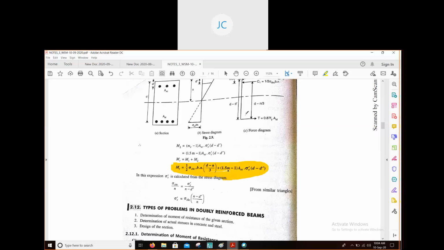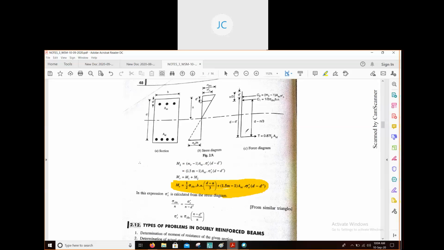M means nothing but the previous formula which we have used. B is the width of the beam, sigma C dash is the stress at this level.